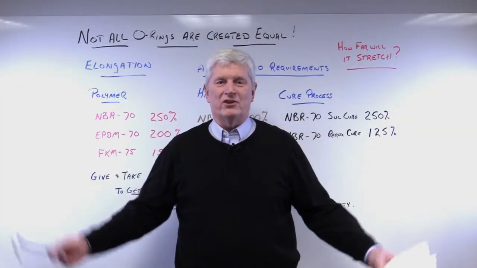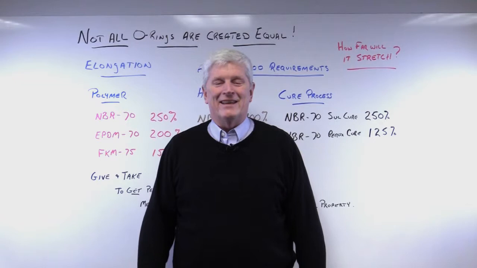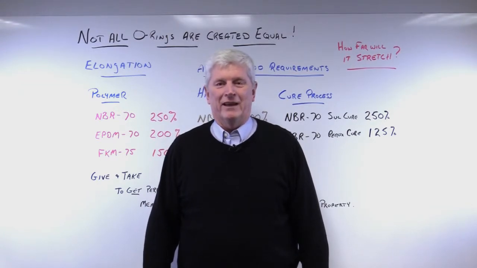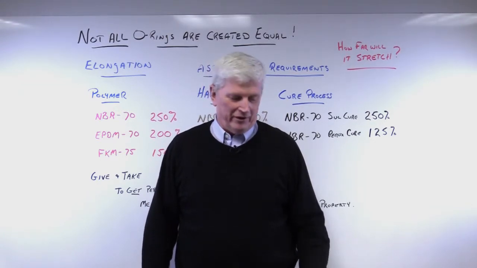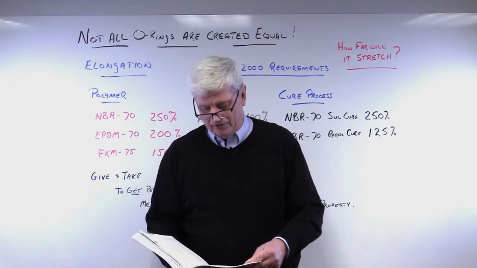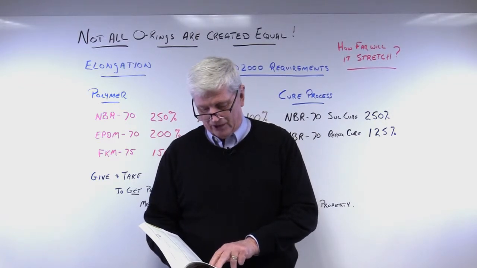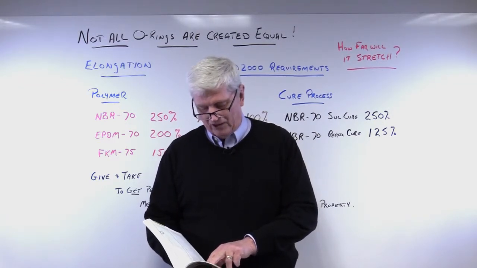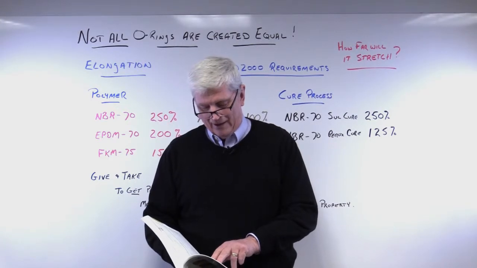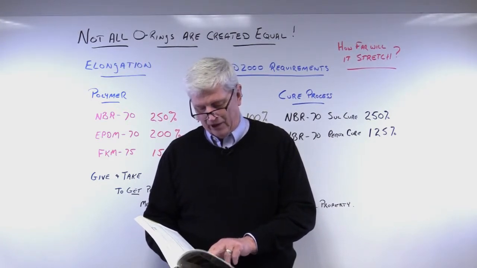So welcome to our next installment of how all O-rings are not created equal. Today we're going to talk about elongation, and to start us off we're going to use the trusty Parker handbook to give their definition and go from there. So Parker defines elongation as it pertains to O-rings as an increase in the length expressed numerically as a percent of initial length. It is generally reported as ultimate elongation.